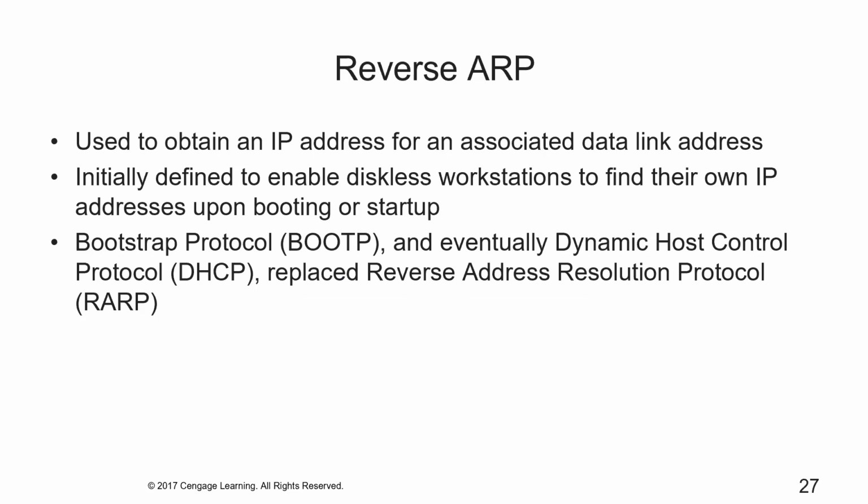In reverse ARP, we use it to obtain an IP address for an associated data link address. It was initially defined to enable diskless workstations to find their own IP addresses upon booting or startup. So you have the Bootstrap Protocol, or BootP, and eventually Dynamic Host Configuration Protocol, DHCP, which replaced reverse ARP. If you think of an ARP request as, this is your IP address, what is your MAC address, then a reverse ARP request would be, this is your MAC address, now what's your IP address?